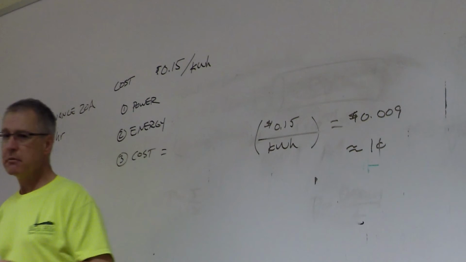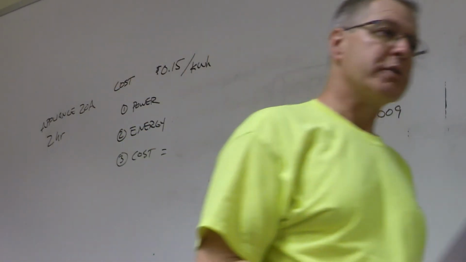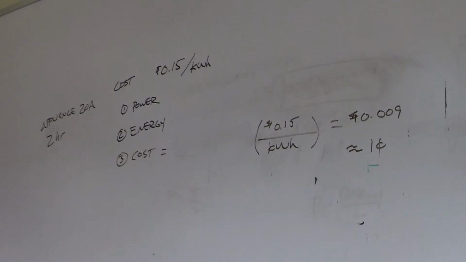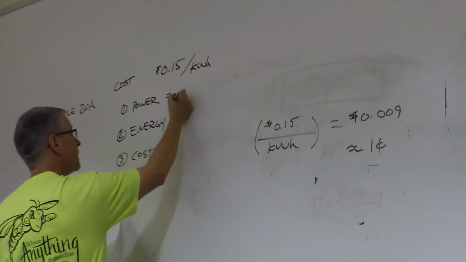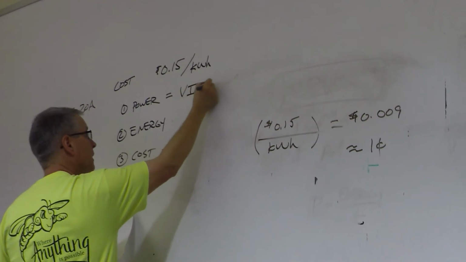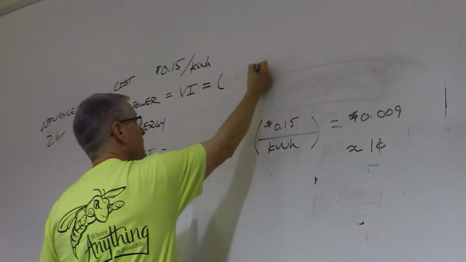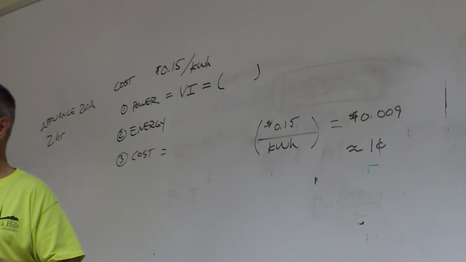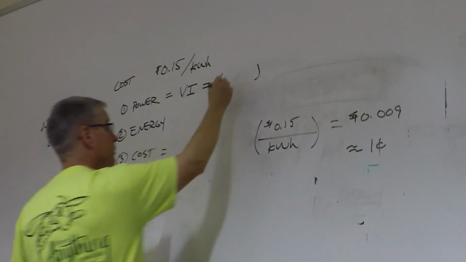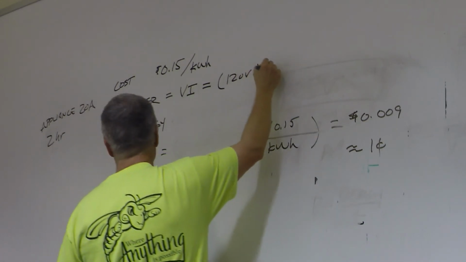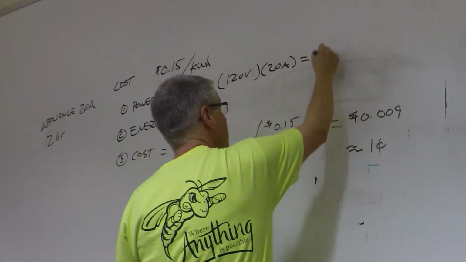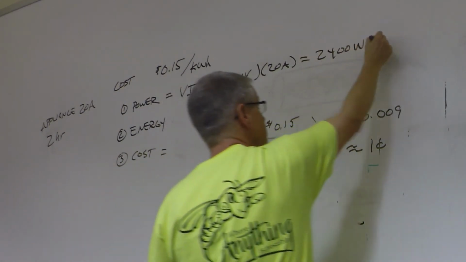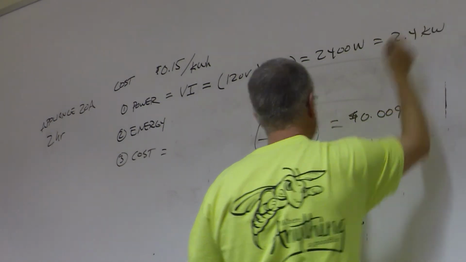Except it doesn't tell me that directly. It doesn't say it's a 12,000 watt appliance. It says it's drawing 20 amps of current, so now what? If we plug it into the wall, that's 120 volts times our current, and that gives us this in watts, change that to kilowatts.